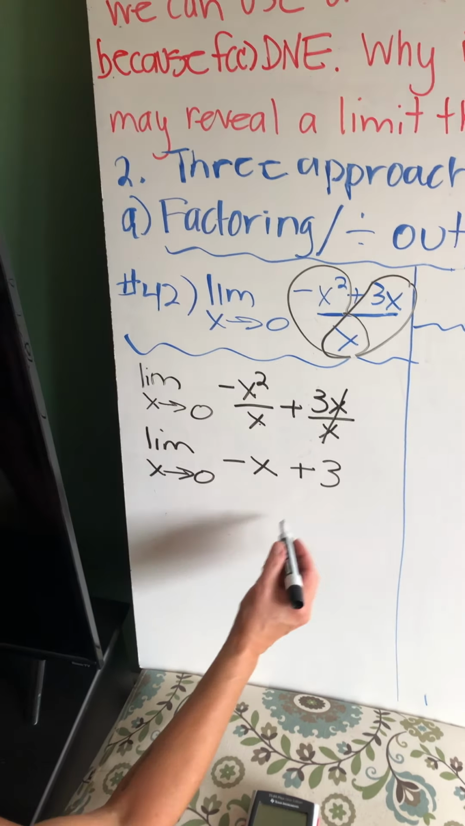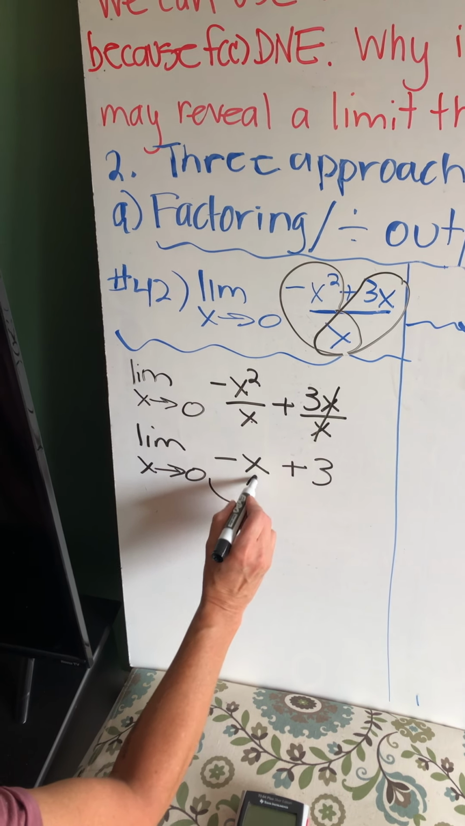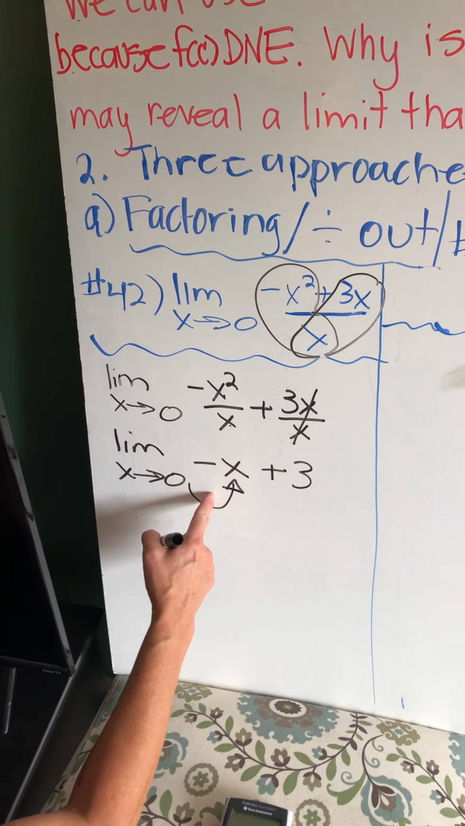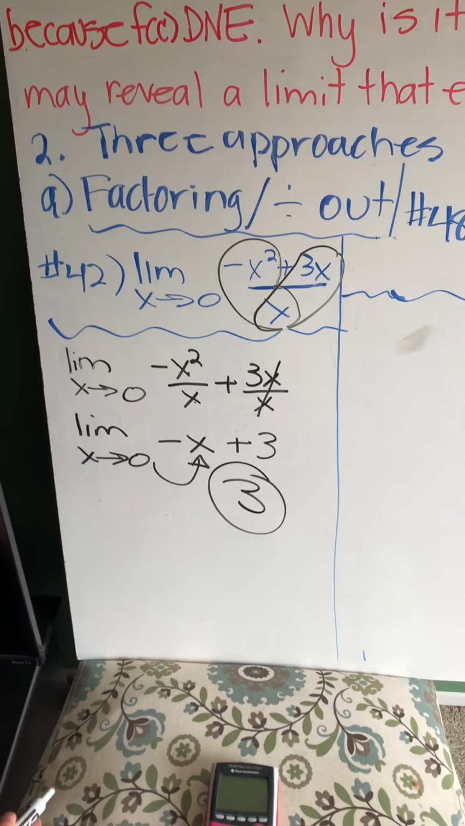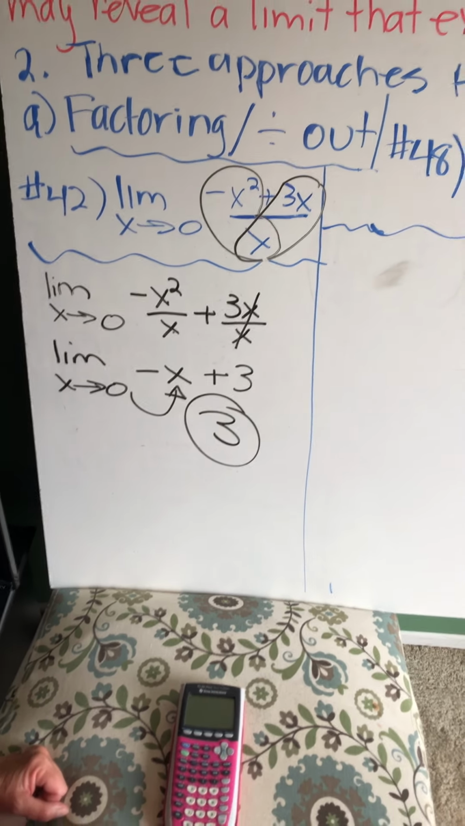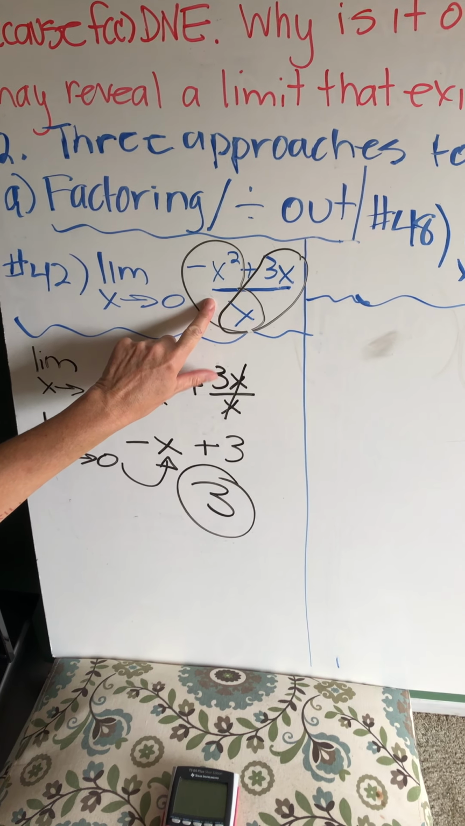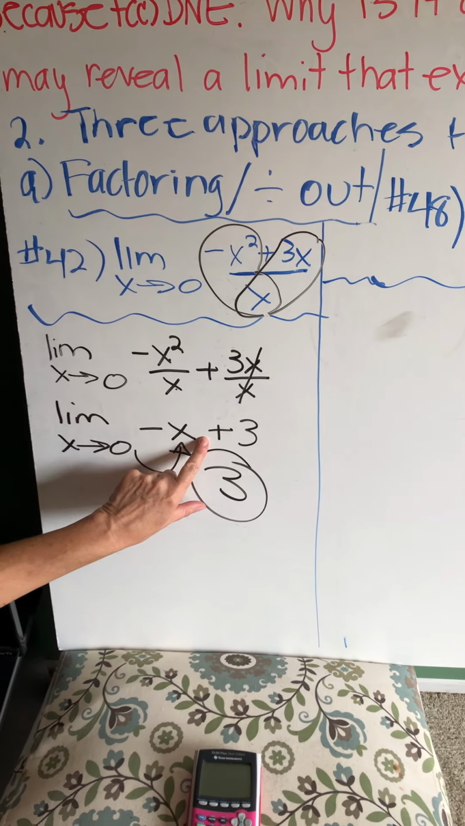So my simpler function is negative x plus 3. Notice now when I try direct substitution, I can solve for the limit, and it is 3. Now what I want to show you on the calculator here is I graphed the original function on y1, and on y2 I graphed our simpler function.